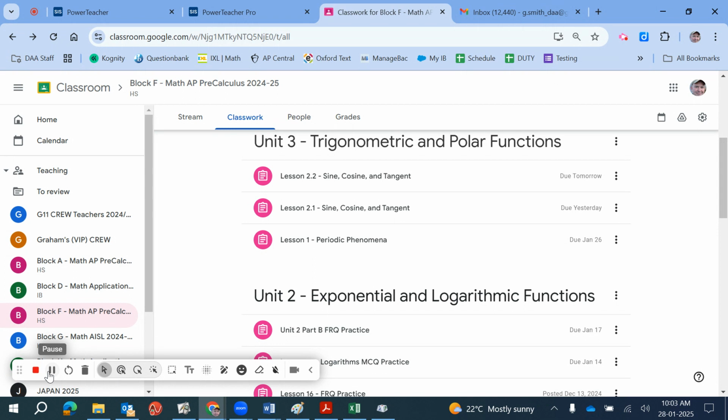Work that number out. Sorry. Are you in degrees or radians? Okay. So can we have that?